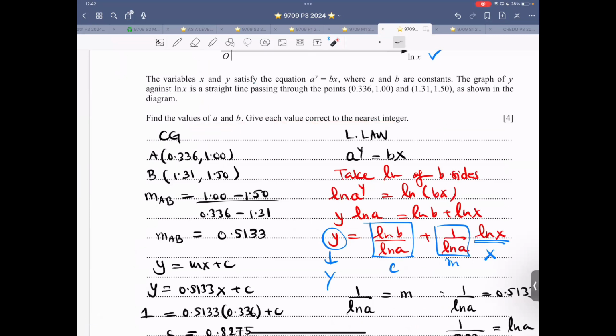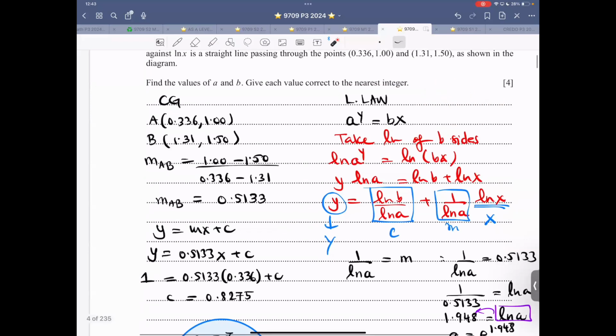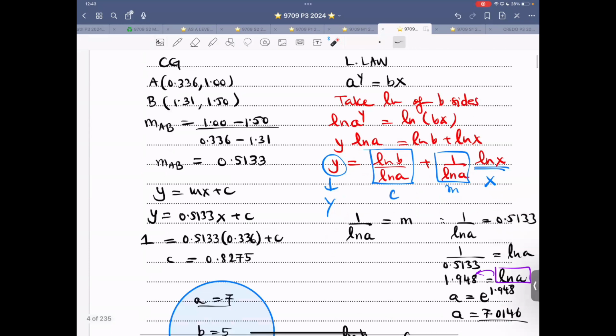So officially we give the answer to 3SF and therefore we work in 4SF. But in this question, they're asking for an integer. So first just work in 4SF or 3SF, and then at the very end, round it off. The first part is about coordinate geometry. There is point A, there is point B, there is the gradient, change in y over change in x.